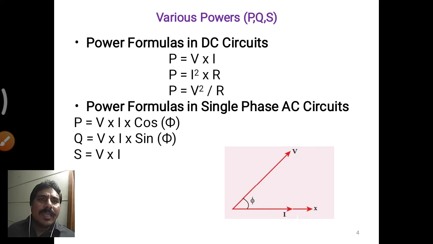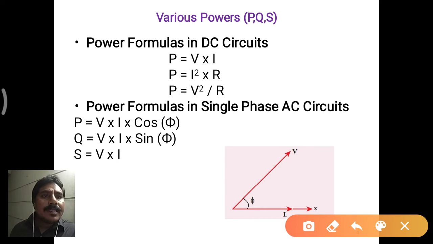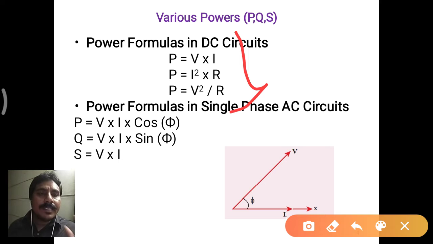Now, I want to give the various powers in DC circuits and AC circuits. Already we know that in DC, these are the various expressions for power. Power is equal to voltage into current, power is equal to I square into R, power is equal to V square by R. These are the various power expressions for DC circuits. Now we are working on AC circuits.